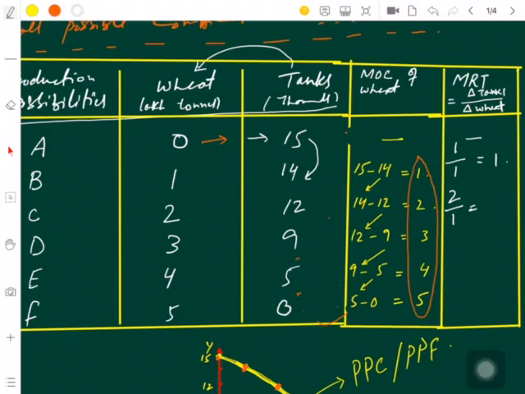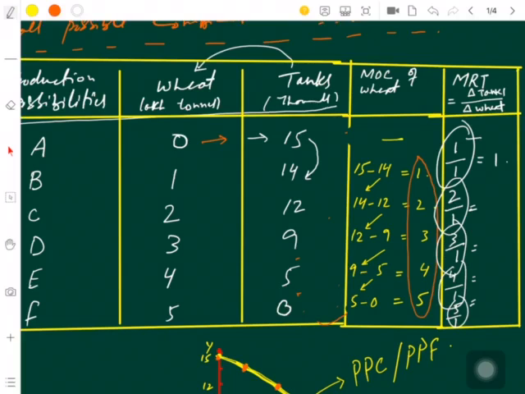Okay. Next is 3 by 1. Next is 4 by 1. And next is 5 by 1. So this is how it is calculated. It is the ratio here. 2 by 1 is the ratio, 3 by 1 is the ratio, 4 by 1 is the ratio, 5 by 1 is the ratio of the units sacrificed to the units gained. So this is how we calculate our opportunity cost as well as the marginal rate of transformation.